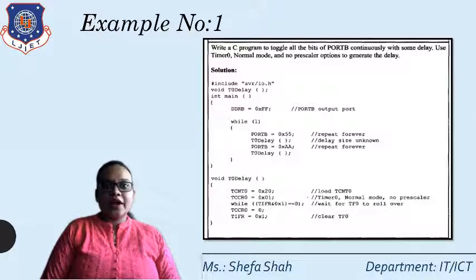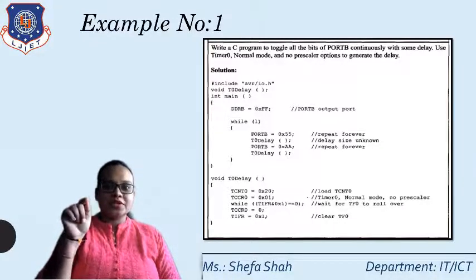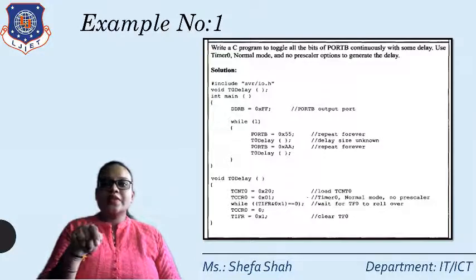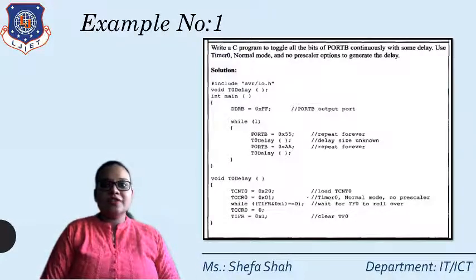If we don't know, and there is some random value written by the user, then we make PORTB equal to the negation sign of PORTB, which we discussed in the logic operations of C language. That will generate the toggled data of whatever we entered in port B. Clear? And last, we again call the function T0Delay, so here we are calling the delay.